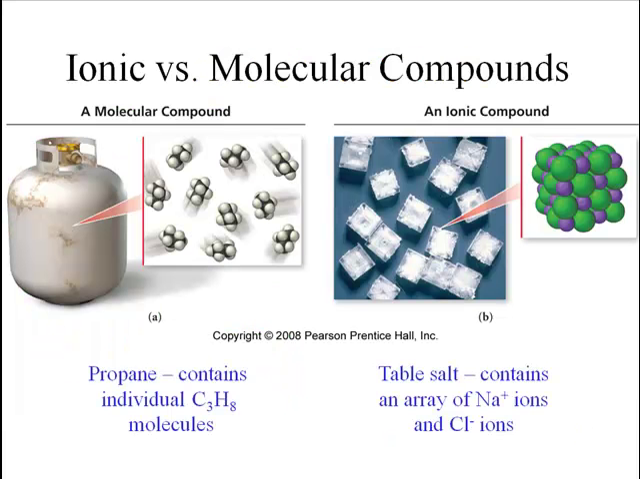Now, comparing molecular and ionic. This is an example of a molecular compound. This is propane. It contains individual C3H8 molecules. You'll notice it happens to be a gas, but all of these are separate from one another. Table salt contains an array of Na plus ions and Cl minus ions. One of the positive and one of the negative make the formula unit. So NaCl comes from an Na and a Cl ratio. So for every Na you have to have a Cl, otherwise it is not neutral, it's not balanced in its charge.